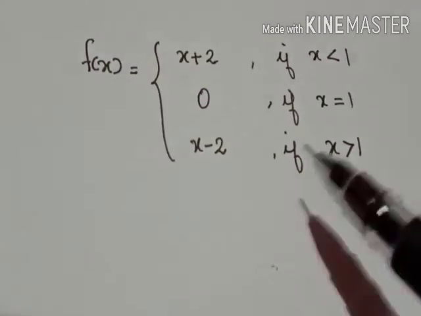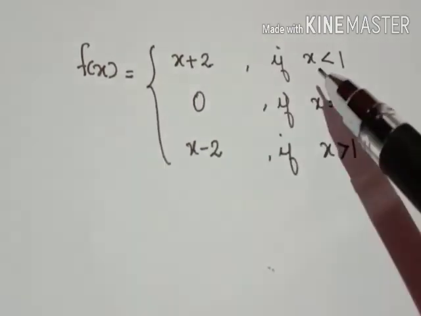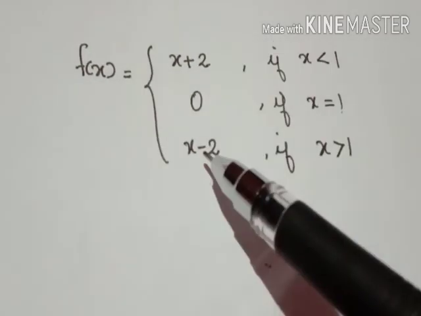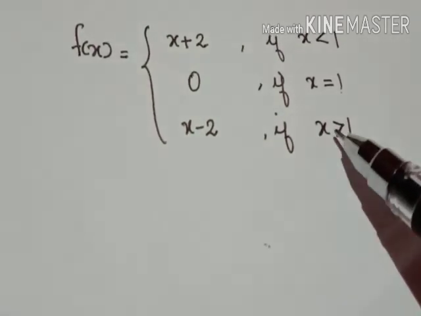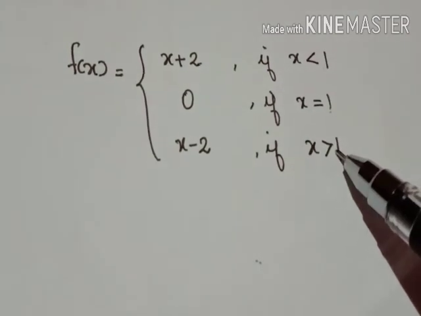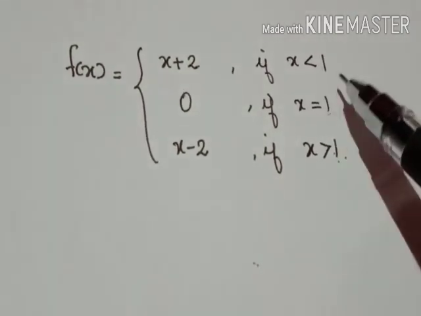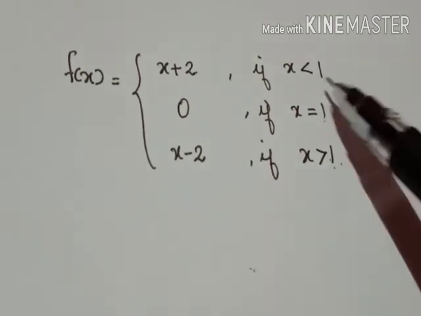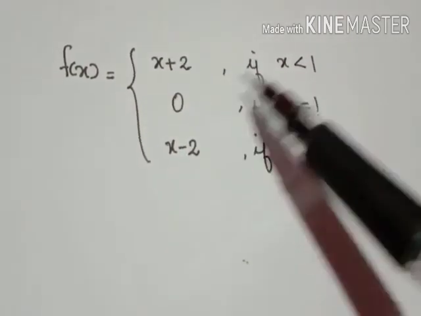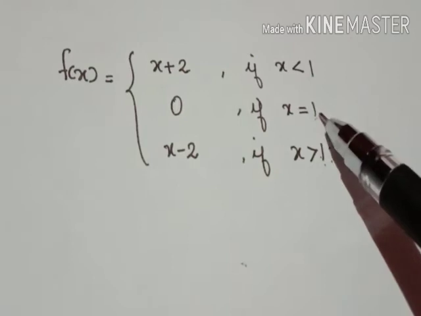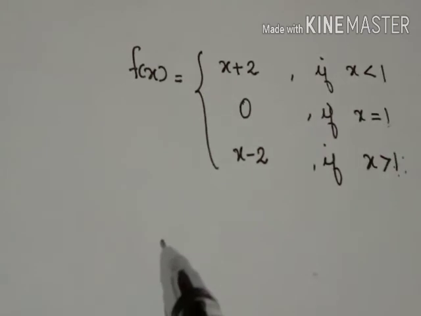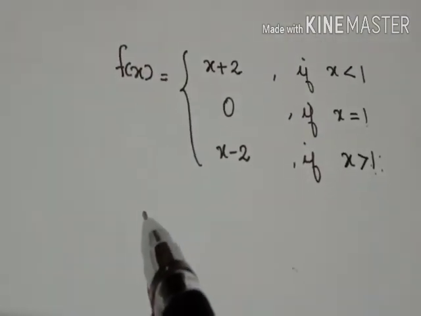Let's see another example. f of x equal to x plus 2 when x is less than 1, f of x equal to 0 when x equal to 1, f of x equal to x minus 2 if x is greater than 1. So 3 intervals are given: one is less than 1, one is greater than 1, and one is exactly equal to 1. Here the common number is 1. We have to check whether the function is continuous or discontinuous at the point x equal to 1. That's our aim. So we want to find the left hand limit, the right hand limit and the value of the function.